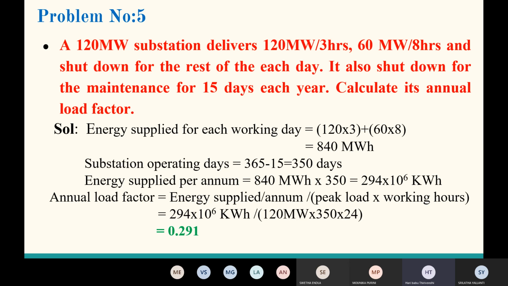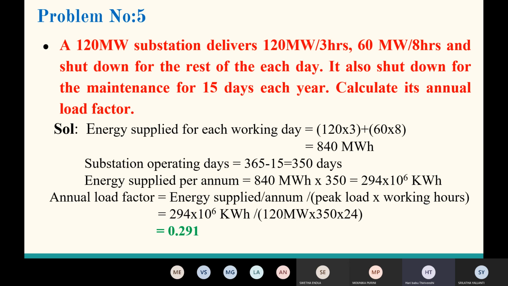So that is equal to 294 into 10 power 6 kilowatt hour divided by maximum demand, which is nothing but peak load, 120 megawatt into 350 days. The substation will work 350 days, 24 hours a day. That's why 350 into 24. 294 into 10 power 6 divided by 120 into 350 into 24. The value of load factor is 0.291.